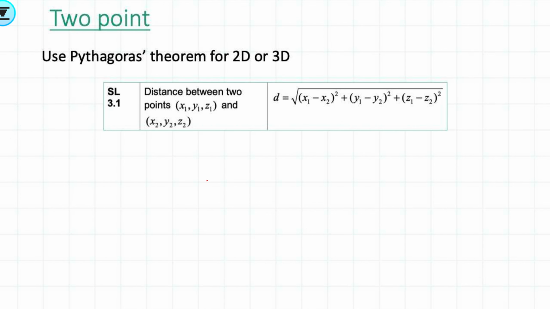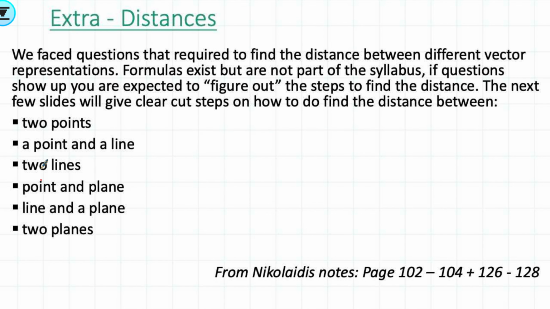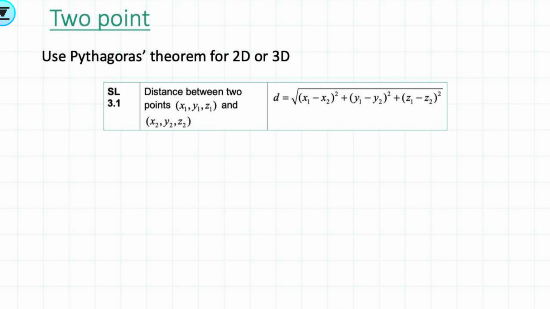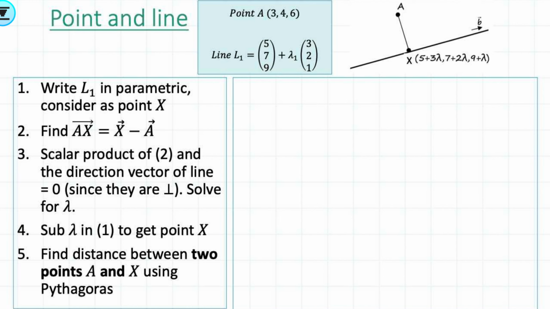So I'm going to go through each one here with one example, and you'll notice the numbers I'm going to use in each example we've picked specifically so that they're kind of all connected together. So if you have 2 points, then in 2D or 3D, you just use Pythagoras' theorem. So this is quite straightforward.